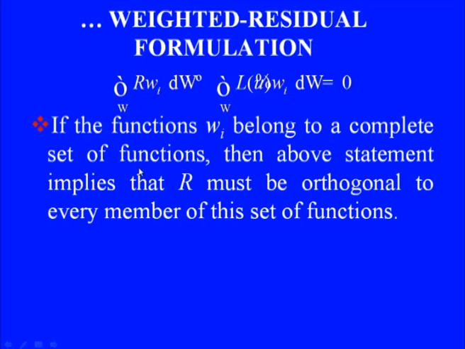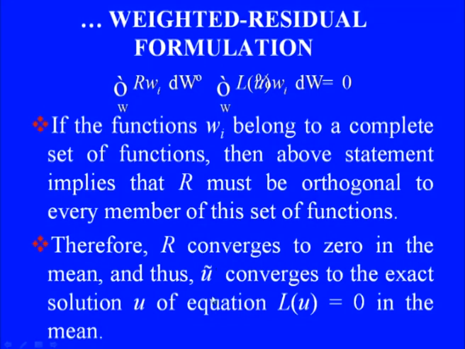What we say is that if the weight functions w_i belong to a complete set of functions, and I would leave it as an exercise for you to look into your maths book and find out what a complete set of functions means, then the above statement, integral of R into w_i over the domain equal to 0, implies that the residual R must be orthogonal to every member of this set of functions. That is to say, the residual is orthogonal to each of the weight functions, and therefore we say that R converges to 0 in the mean.